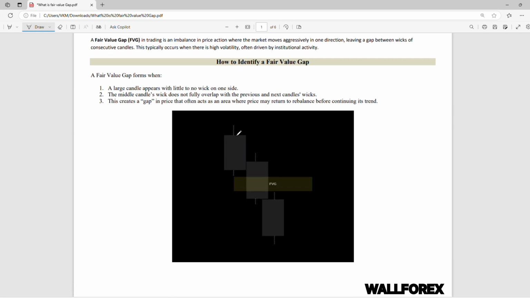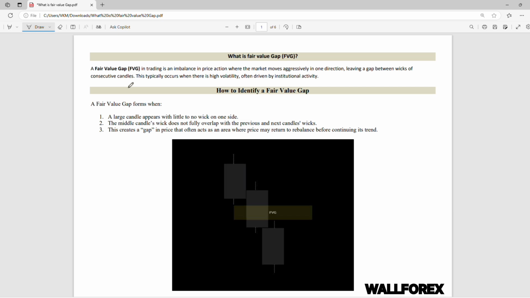A fair value gap means a three-candle formation which leaves a gap around the middle candle, between the wicks of the first and third candles. You can see there is one candle, two candles, three candles that show us a fair value gap. That's why this three-candle formation is called a fair value gap, leaving a gap around the middle candle, which occurs because of high volatility and institutional activity.